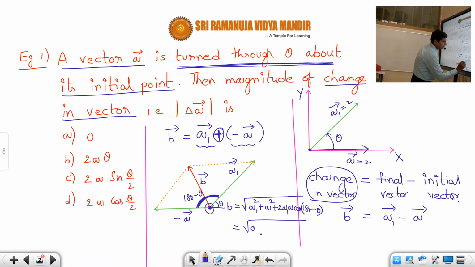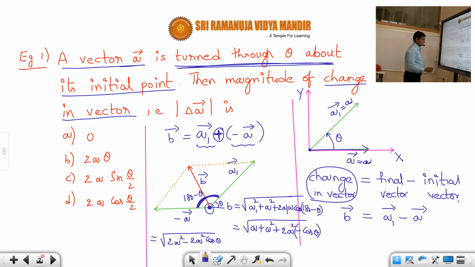Suppose if A is equal to 2, then A1 is also 2 only, no students. So let us keep it as A, instead of 2 we will keep it as A. So A square plus 2A square, what is cos of 180 minus theta, students? Minus of cos theta. So therefore we can write it as root over 2A square minus 2A square cos theta, students.